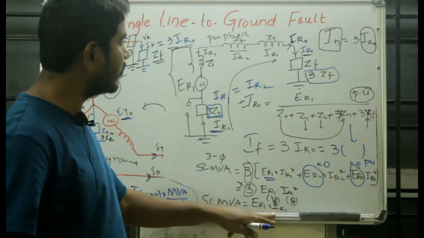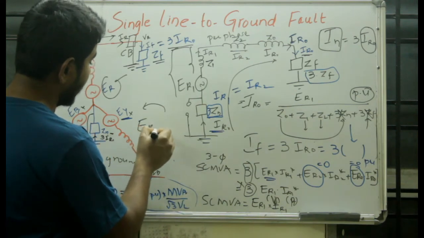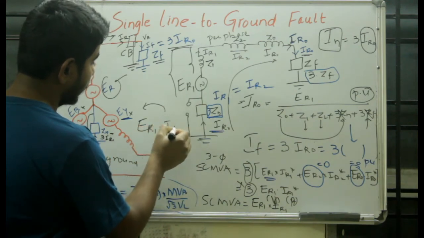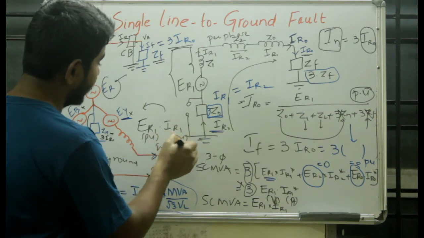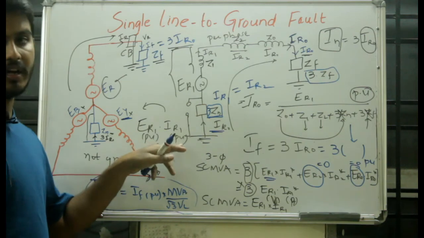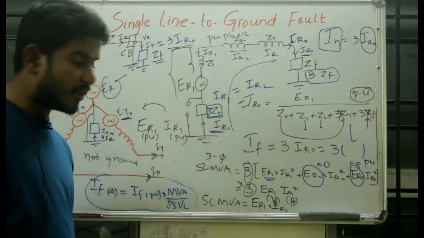I hope this is visible, or I will write somewhere. So if I write here, it will be simply ER1 into IR1. This is the per unit value of ER1 and IR1, that is the short circuit MVA. Now one more method you can see.